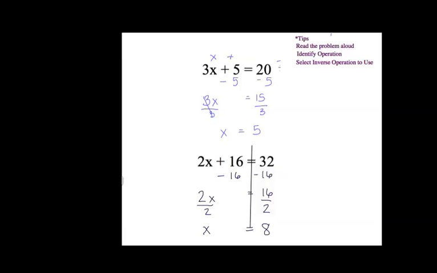And welcome back. So, reading the problem aloud, 2 times x plus 16 is equal to 32. So just like in the last problem, you needed to subtract first, then you needed to divide, and you should solve that x is equal to 8. Plugging in that value, 2 times 8 plus 16, you get 16 plus 16, which is equal to 32.